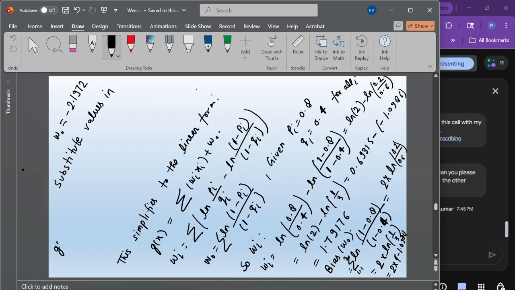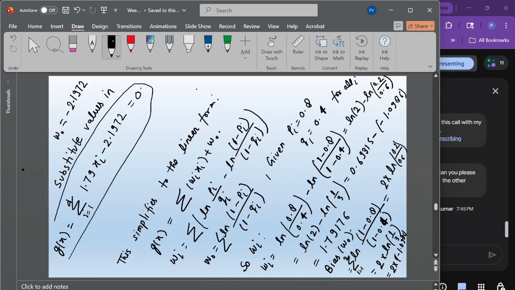Okay. Now substitute this value in the simplified linear form in the g(x). So in the g(x), we have summation over all i, and now the weight wi we have got, that is 1.79, times xi, and minus 2.1972, the value of the bias, and that is equal to 0. So this is our, here i is 1 to d, where d is the dimension. Okay, so this is our final answer.